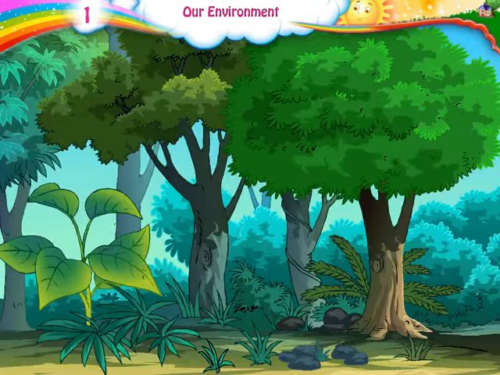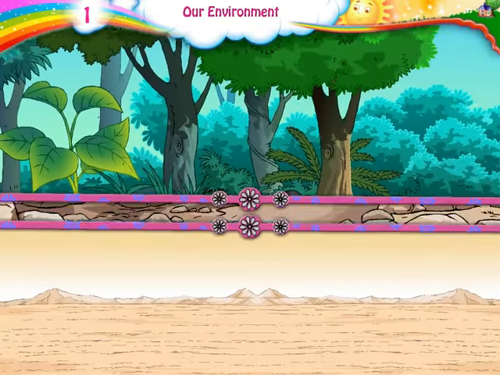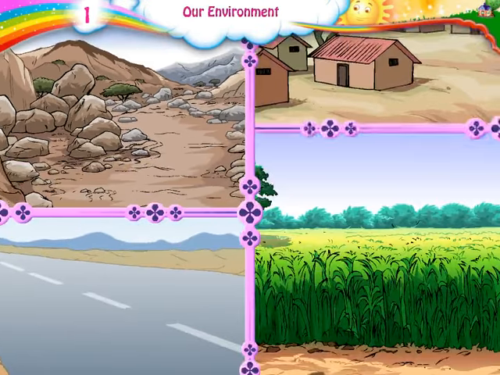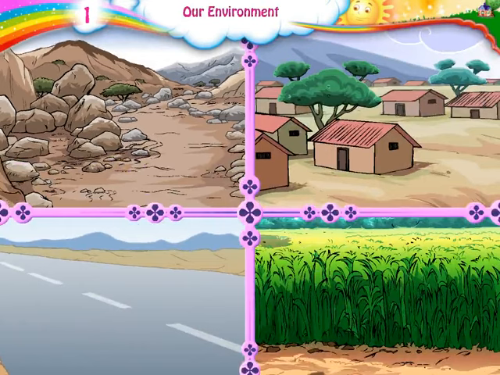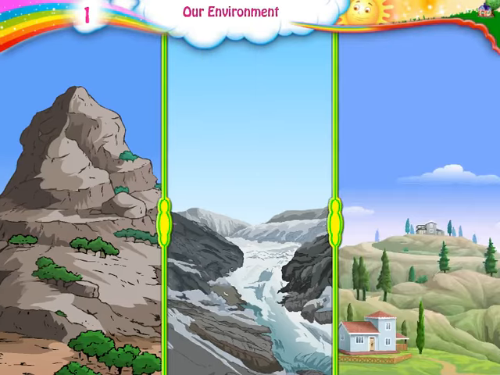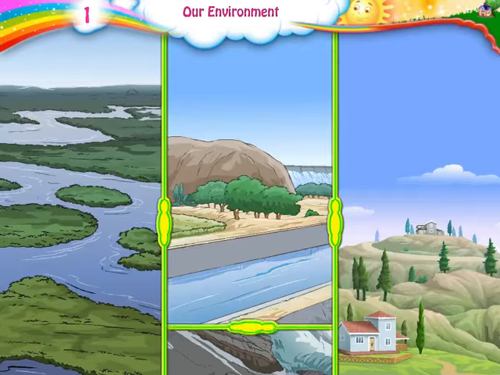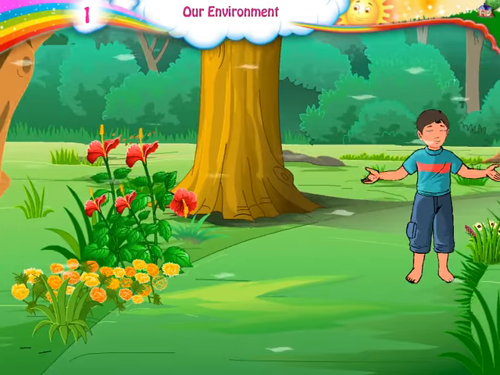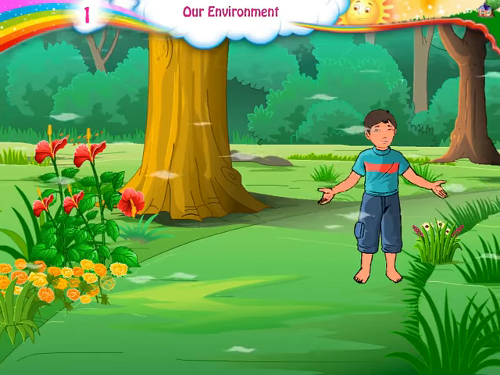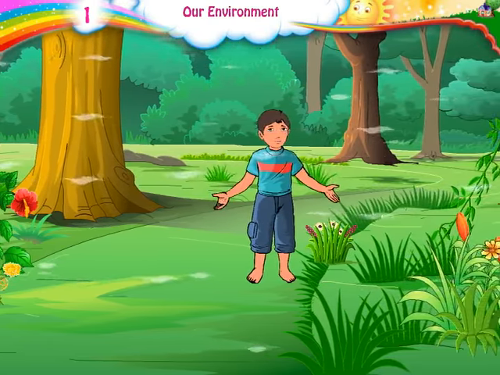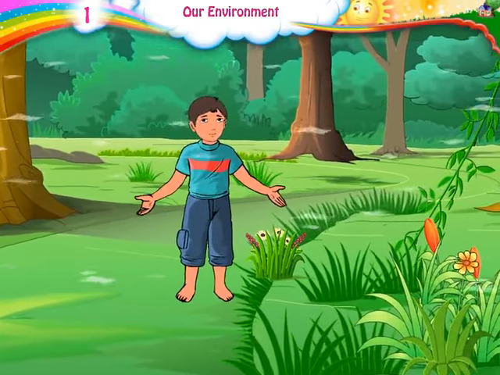Our environment has forests and barren land. It has rocks, roads, fields, and houses too. Our environment also includes mountains, valleys, hills, rivers, canals, and ponds. There are different types of trees, bushes, and vines or climbers which add to its beauty. We too are a part of this environment.